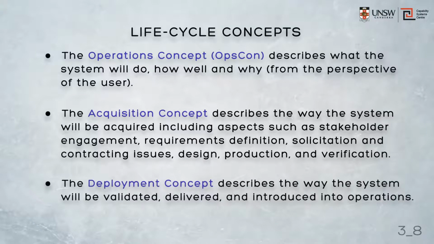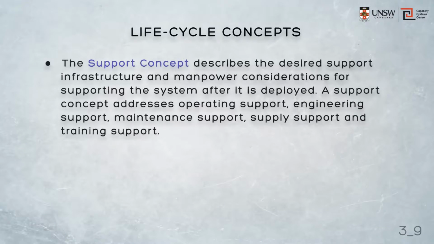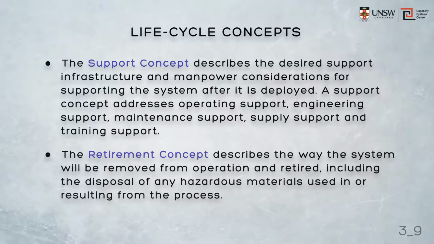The deployment concept describes the way in which the system is going to be validated. So how will we know that it meets the user's needs? How are we going to deliver it? How will we introduce it into service? And so on. The support concept then focuses on the desired support infrastructure, manpower considerations, how the system is going to be supported after it's deployed, and so on. So it addresses support, engineering support, maintenance support, supply support, and training support. And finally, the retirement concept describes how the system is going to be removed from operation and retired, including, of course, issues associated with the disposal of any hazardous materials and so on.